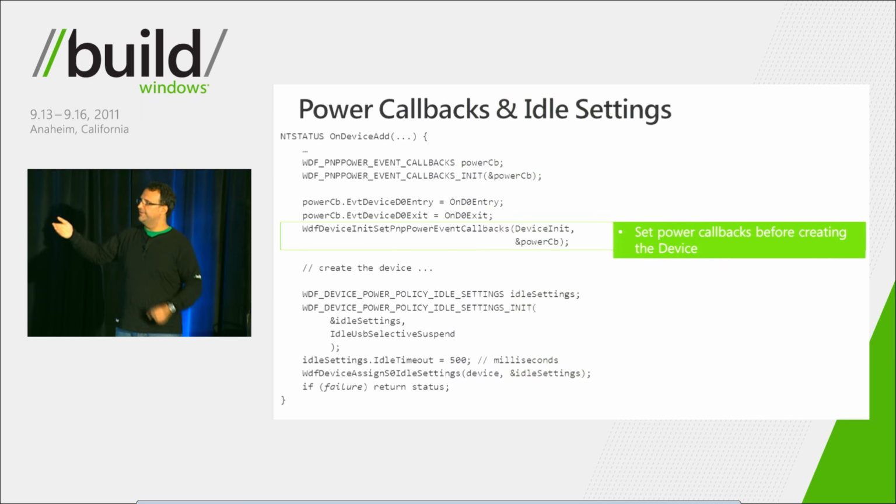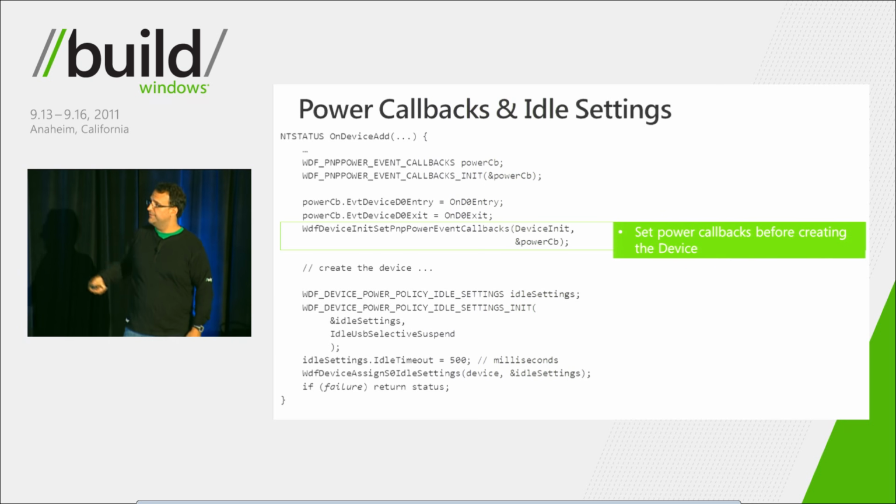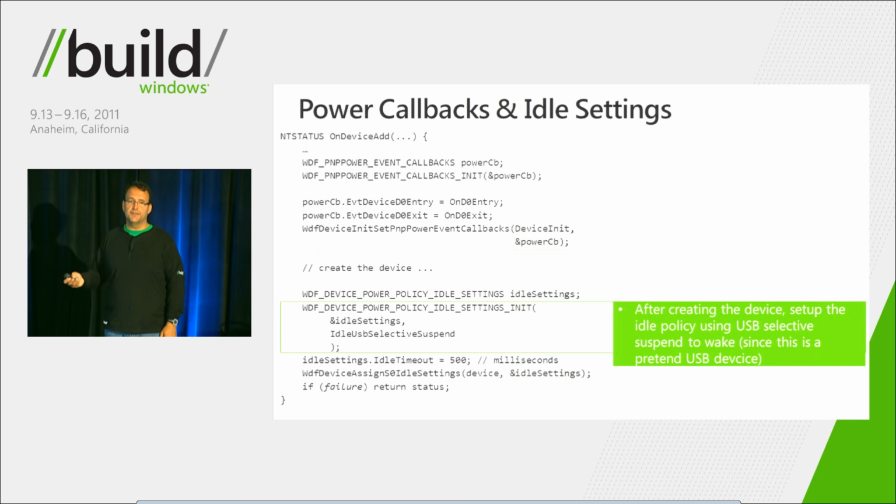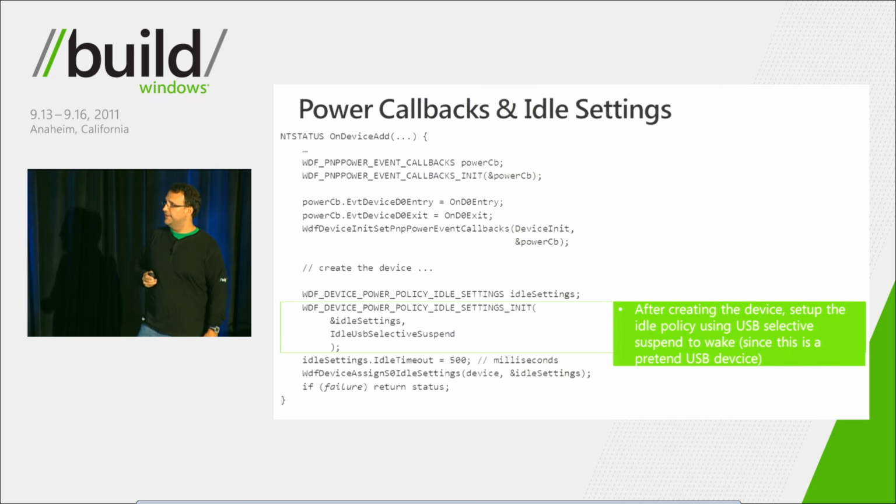So for device objects, we have this device init object. You set a bunch of settings on the device init object, and then you use that to create the device. So we do this before we create the device. Then we create the device. Now we have a fully power manageable device object. And then we want to opt into idle detection. So we'll initialize the idle settings with our nice little init macro.